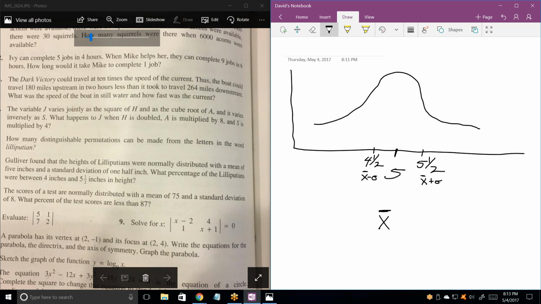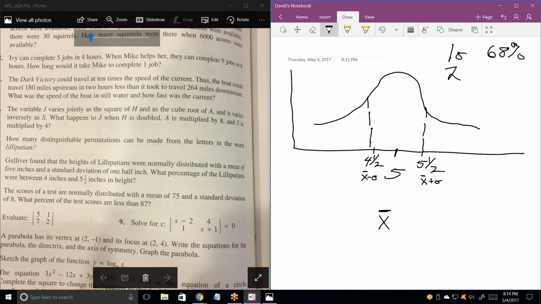So notice my label here. 5 is the mean. 5.5 inches is 1 standard deviation to the right. 4.5 inches is 1 standard deviation to the left. What percent of the data falls within 1 standard deviation of the mean? Is it like 12% or something? 68. Here are the figures. Oh, I was thinking between. 1 standard deviation is 68%.